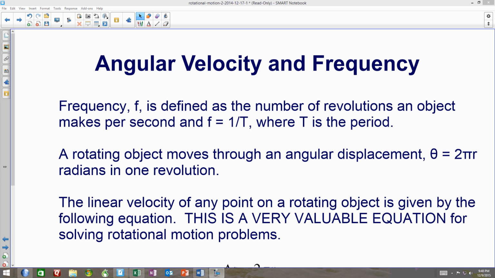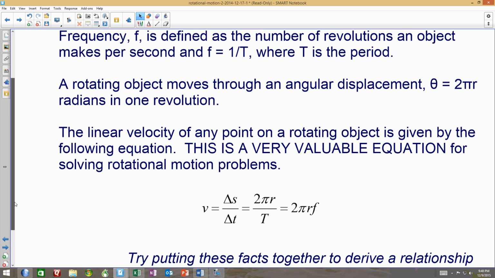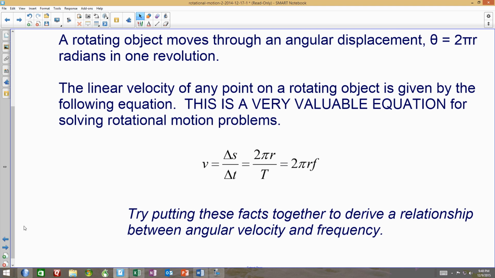A rotating object moves through an angular displacement of theta, which is equal to 2 pi radians in one revolution. The linear velocity of any point on a rotating object is given by the following equation. Be very careful with this. This is something you really need to make sure that you know. Okay, very valuable equation.